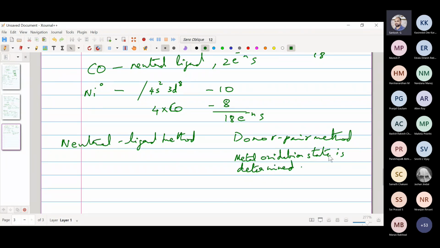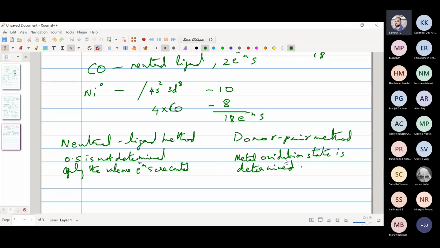The metal oxidation state is determined, whether it is in +2 oxidation state or +1 oxidation state. But in the neutral ligand method, the metal oxidation state is not determined. So you simply consider the valence electrons. Only the valence electrons are counted. You never bother to find the oxidation state of the metal in the neutral ligand method. Both of them will give you the same count, but they are slightly different methods.